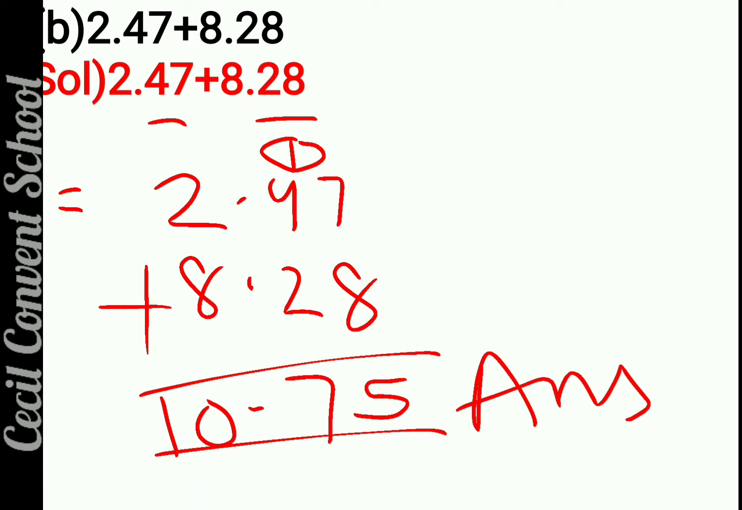Clear, students? Now we do C part. It is having 3 numbers and we have to see the first number is having 1 digit after decimal. The next is having 3 digits after decimal. The last is having 2 digits after decimal.